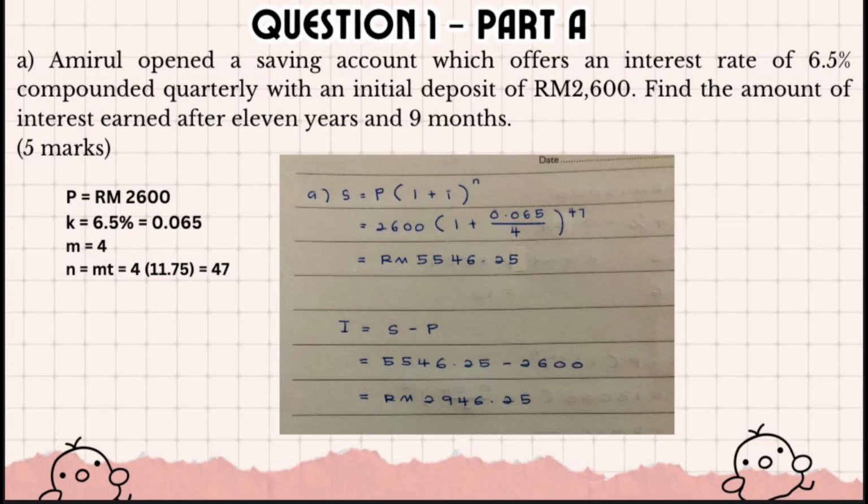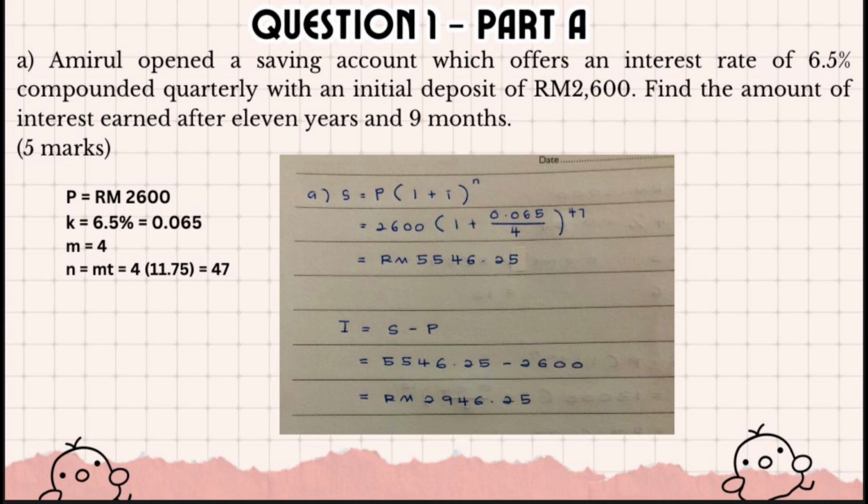My name is Ayuni Sofia, so now I will explain about my question. First, question 1, part A. I will open a saving account which offers an interest rate of 6.5% compounded quarterly with an initial deposit of RM2,600. Find the amount of interest earned after 11 years and 6 months.